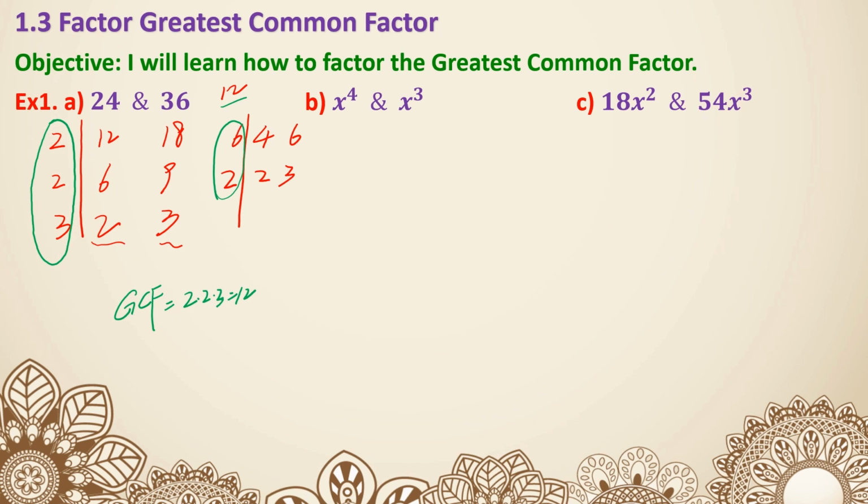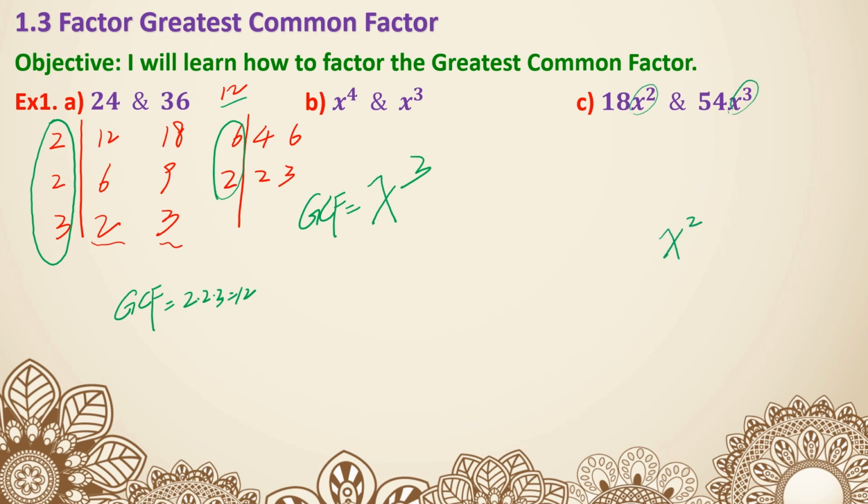B, x to the 4th and x cubed. We're finding the greatest thing that they share. When you have 4 x's and 3 x's, of course they at least share 3 x's, which means they share x cubed. That is your GCF. See, that is the example I gave you at the very beginning. For all the x's, they share x squared.